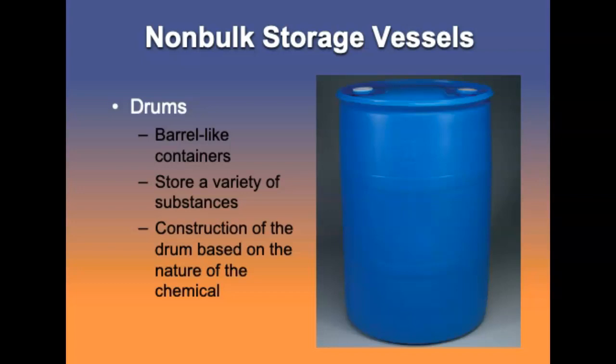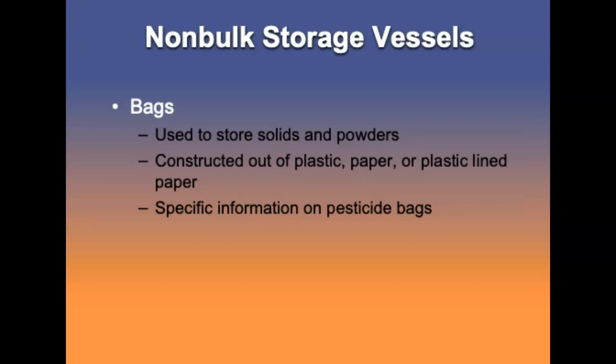Then you could have bags. They're used to store solids and powders, constructed out of plastics or paper or plastic lined, and there is specific information on pesticide bags. So you have to have the name of the product, the active ingredient, a hazard statement, total amount of the product in the container, the manufacturer, EPA registration number, EPA establishment number, and signal words to indicate the relative toxicity of the material. So they want to have either the danger or warning or caution words on them. And also, they have to have the practical first aid treatment and directions for use, agricultural use, and precautionary statements on them. And it has to say, keep out of reach of children.